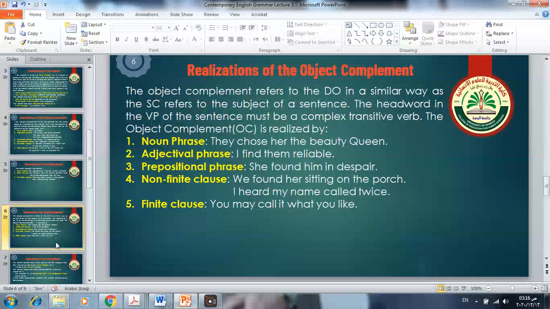Non-finite clause, we found her sitting on the porch. I heard my name called twice. So here, sitting on the porch and called twice are the object complements, okay, which are non-finite clauses. The object complement can also be a finite clause, like when we say, you may call it what you like. So what you like is the finite clause that is used as an object complement.